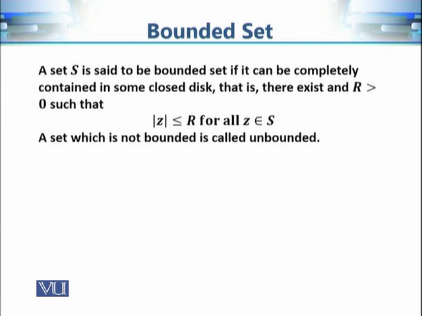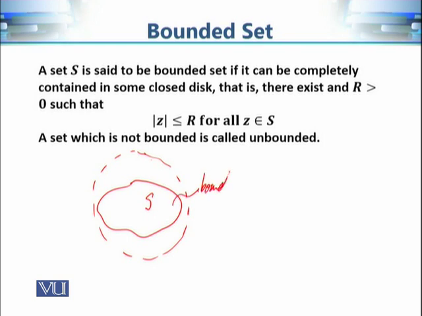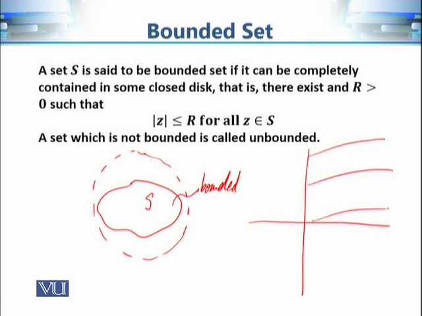Now the next property of a region is boundedness. We say that a region is bounded if we can find a closed disk which completely contains that set S. So for example, if this is the set S, we can easily find a closed disk containing that set S. So this is bounded. And of course, if we consider the entire half plane, then this is not bounded, because there does not exist a closed disk completely containing this region.